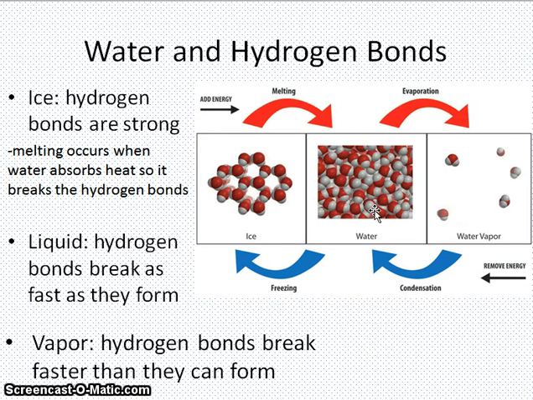And that's because melting occurs when water absorbs the heat, so it breaks the hydrogen bonds. And in the liquid formation, the hydrogen bonds break as fast as they form. So here they're less defined, as in here they're really, really defined, and you have that crystallized shape.